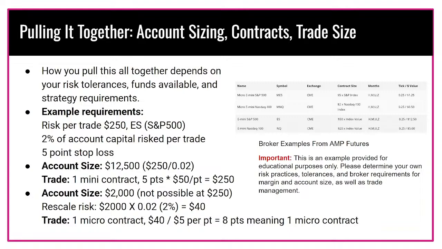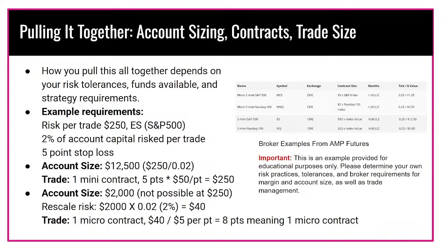For example, if you're willing to risk $250, and that is a maximum of 2% of your account, $250 divided by 0.02 will provide you with your account size minimum in order to take a trade that fits the parameters of only 2% of risk and risking $250. That answer is $12,500. That's the minimum that your account would need to be to support these risk parameters.